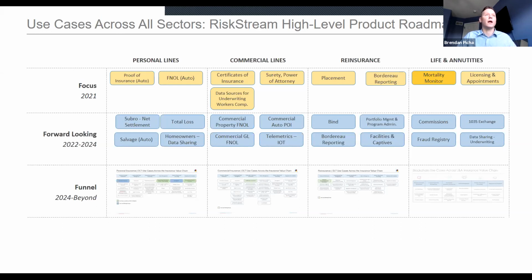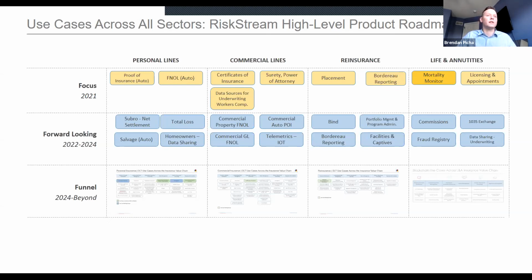Looking forward, we have some use cases in the batter's box, and I won't walk through all of these. But in the early days of the consortium, we had so many use case ideas that we didn't really know where to focus. And as the consortium started to form, our members came in and they started giving us some ideas of what to look at. So these are kind of next in line, but we also have beyond 2024 a massive funnel for each of these different product lines on potential use case opportunities.